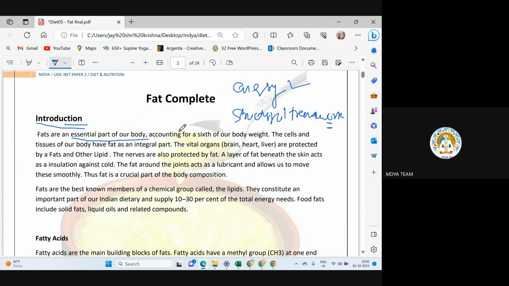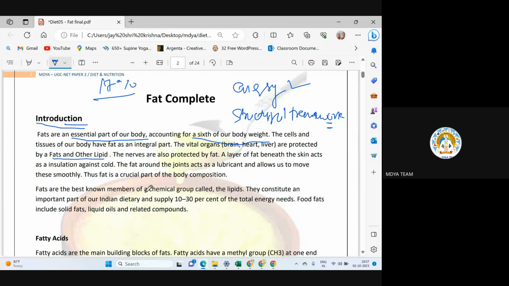Yes, sir. Okay, so both these functions are carried out by fat. Fat also provides us energy, and fat also constitutes our structural framework. So around 17% of our body weight is made up of fat. Fat is present in various regions in our body, like in the cell membrane. Beneath the skin, fat is present. The cells and tissues of our body have fat as an integral part. The vital organs are protected by fats and other lipids.